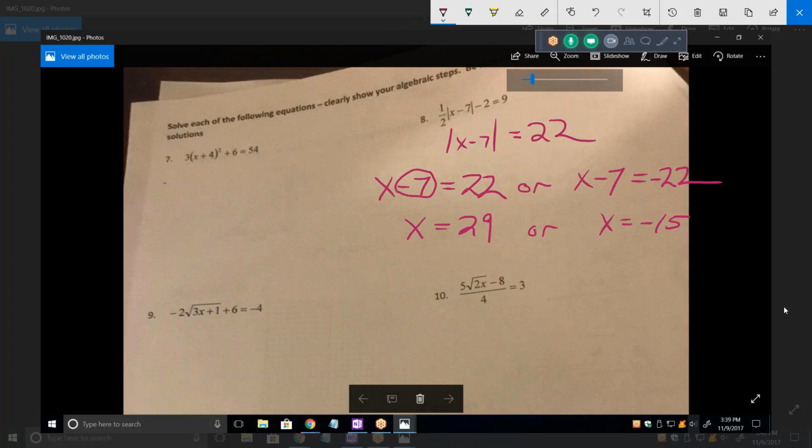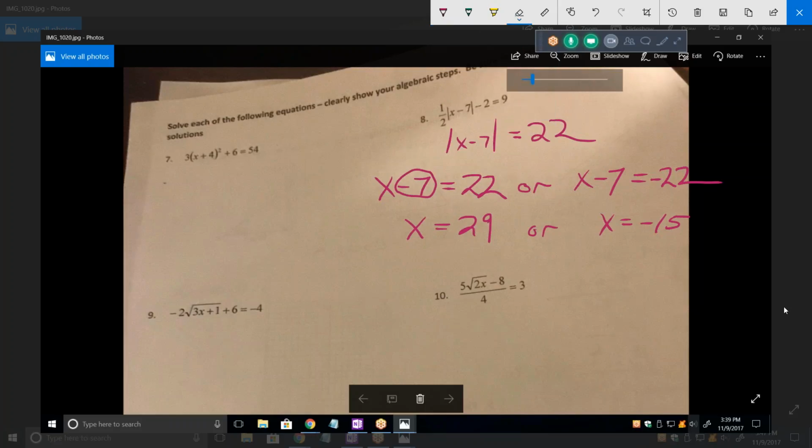I don't need to test so much on number 7. We got two solutions on number 7, but those aren't the kind of problems that give you an extraneous solution. These are, but let's test it. If I plug in x equals 29, does that work? Yeah, it does. 29 minus 7 is 22. Half of 22 is 11. 11 minus 2 is 9. Yeah, it works.